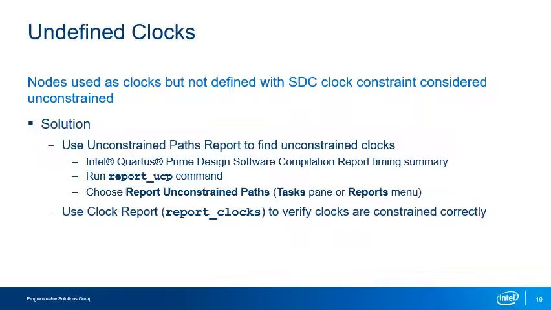The Timing Analyzer considers all signals on device clock input pins and all signals that are used on register clock inputs to be clocks that need to be constrained. To verify whether you have constrained all the clocks in your design, use the Unconstrained Paths report found in the Intel Quartus Prime compilation report or generated in the Timing Analyzer interface using the report_ucp command.